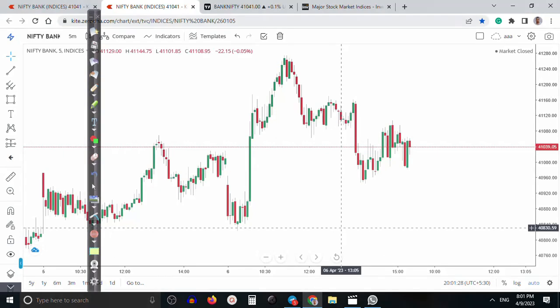Alright guys, this is Bank Nifty. Let me explain where we are going to enter tomorrow and in which direction. And first, let me show you the direction of the market.